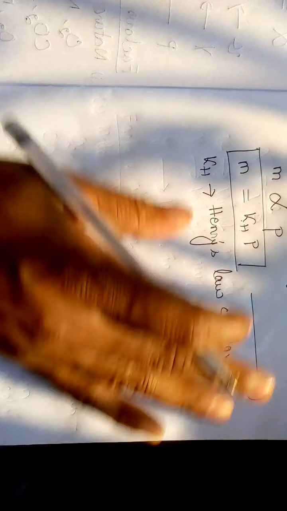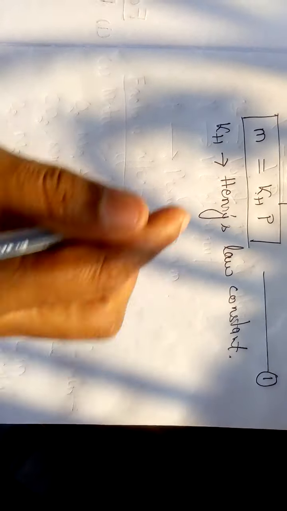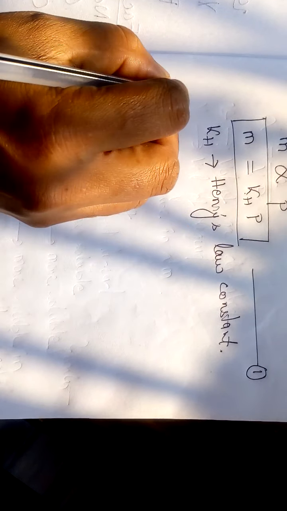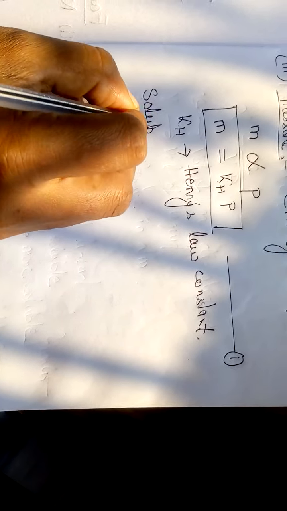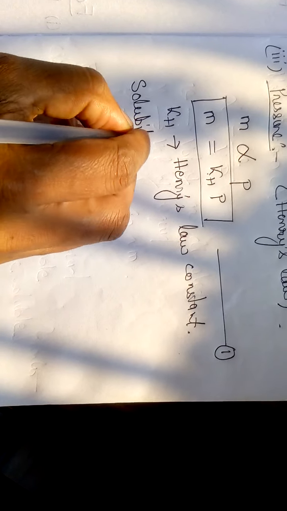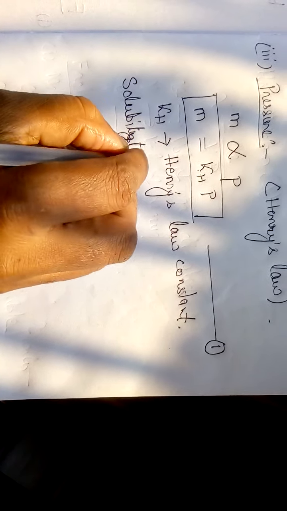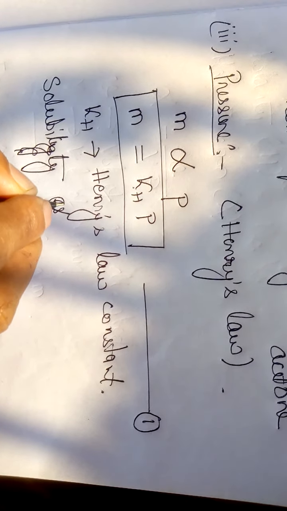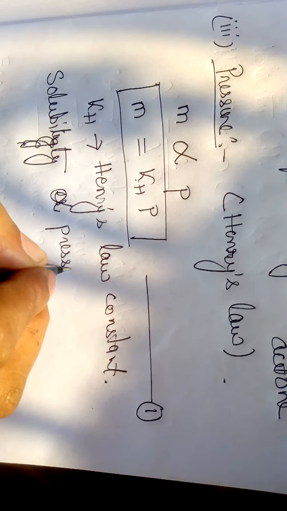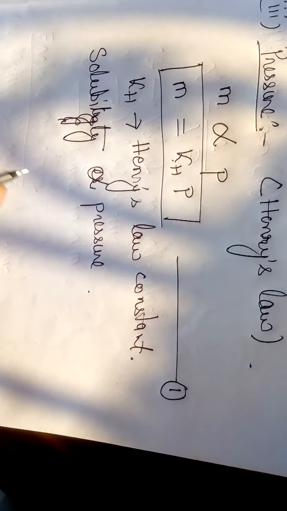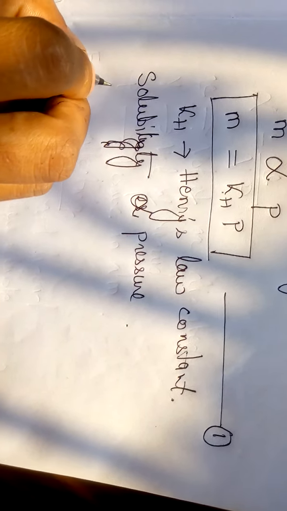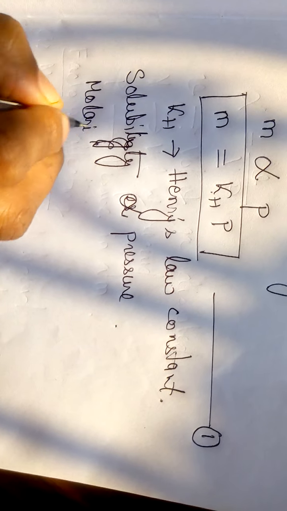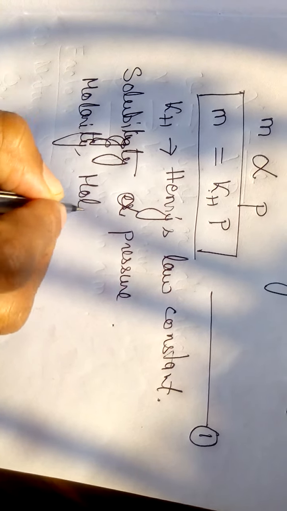This is the formula which is to be used for the numericals of Henry's law. Now, according to Dalton, it was concluded that solubility is directly proportional to partial pressure of the gas. Now this solubility, as we have already explained, can be expressed in terms of molarity or mole fraction.